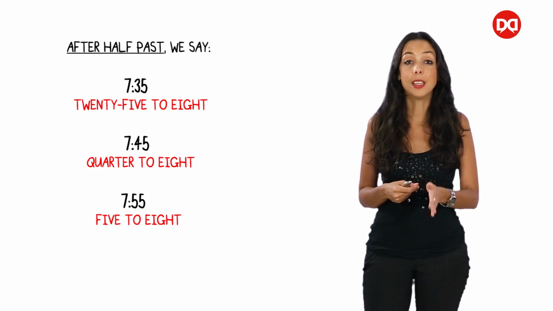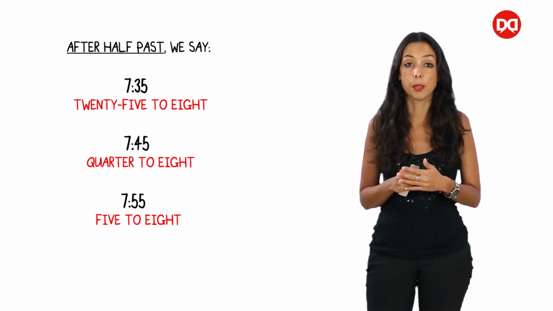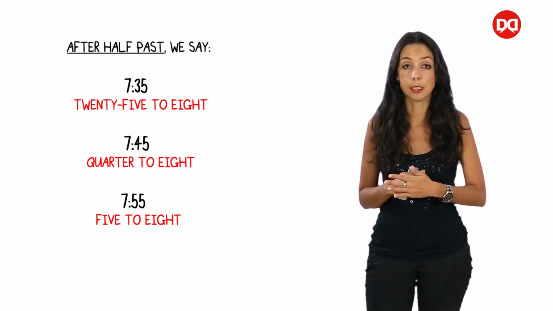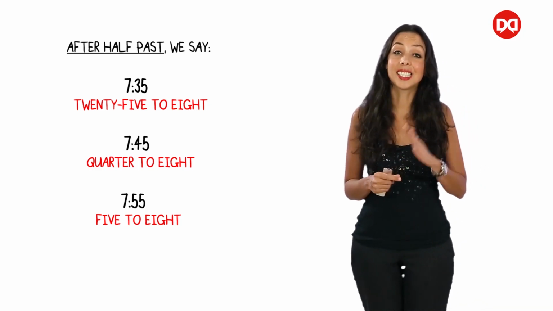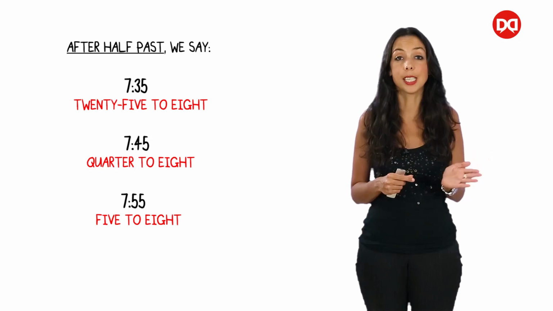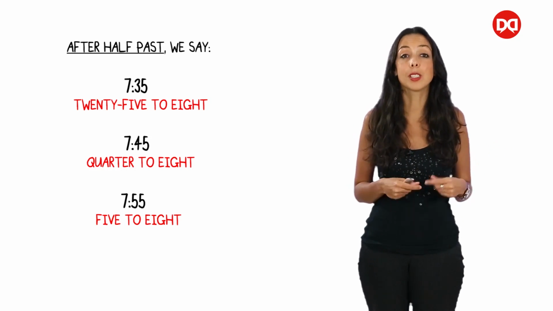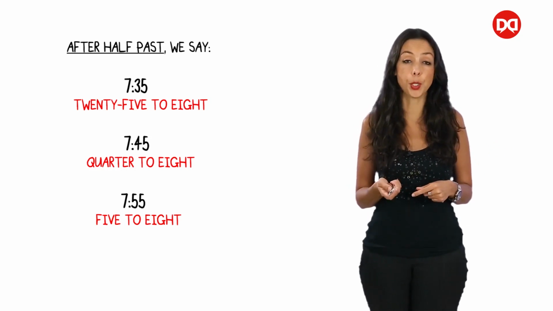So if it's in the first half of the clock, you'd say past, so 7:20, twenty past seven. If it's in the second part of the clock, after the 6, it's to. For example, 7:40 is twenty to eight. But you can see this on the screen now to give you an idea.